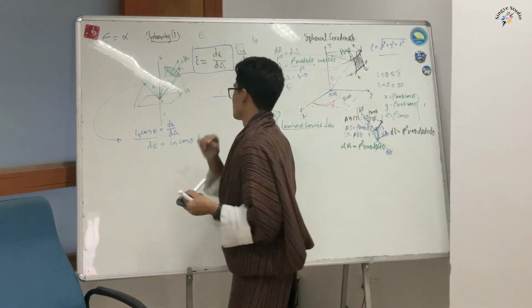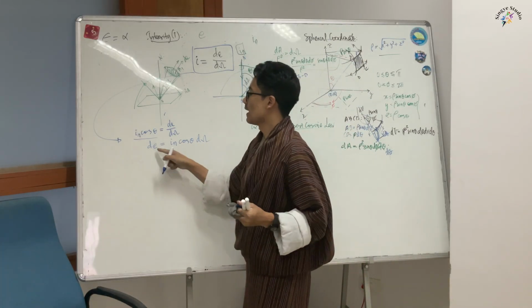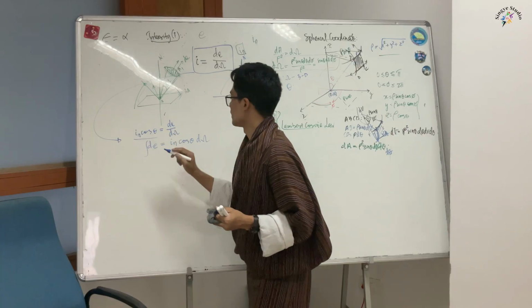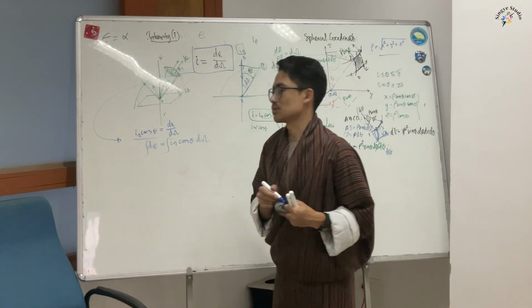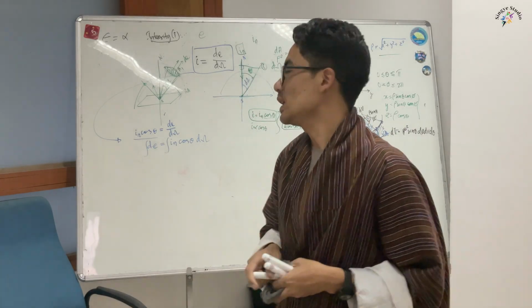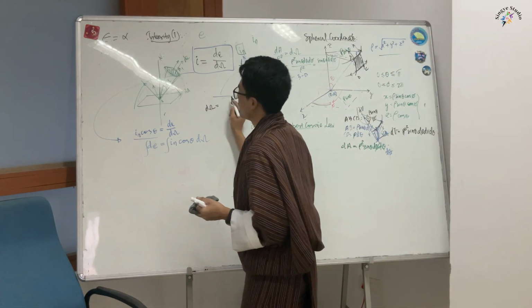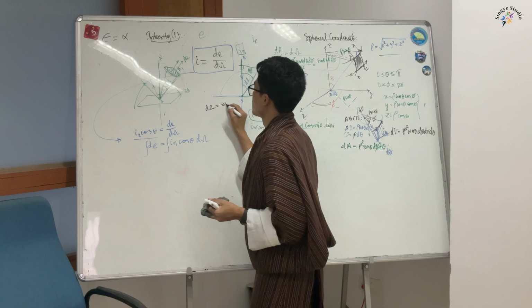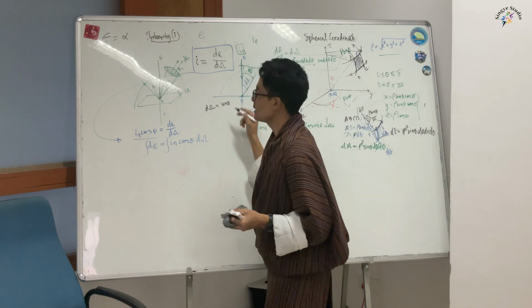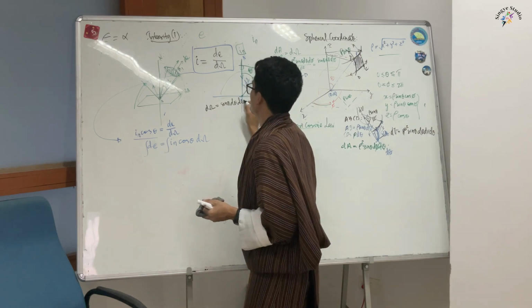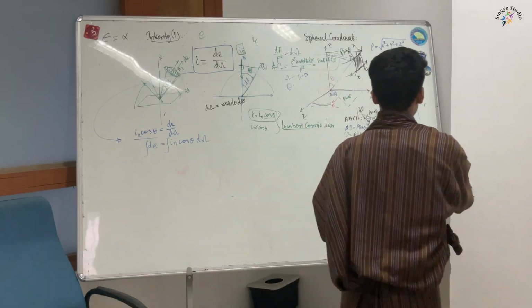Now, how can we find this? In order to find this E, I have to integrate this. From the equation, we know that our d omega is what? It is sine theta d theta d phi, which is here.